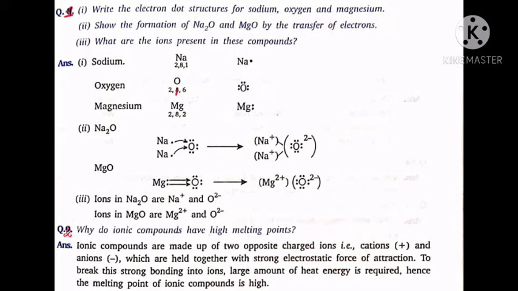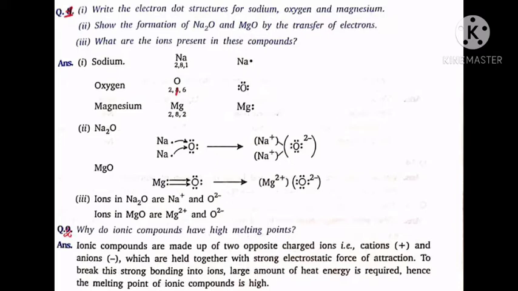Oxygen, atomic number 8, so the electronic configuration is 2, 6, that is, in the K shell 2 electrons and in the L shell 6 electrons. So it is indicated by 6 electrons in the outermost shell, using the dot to indicate an electron.